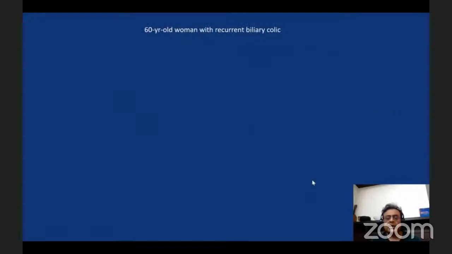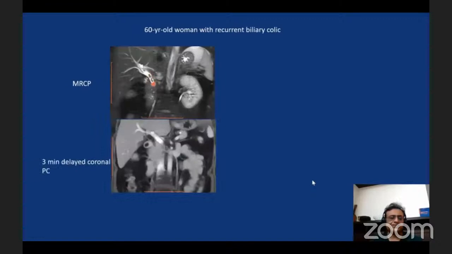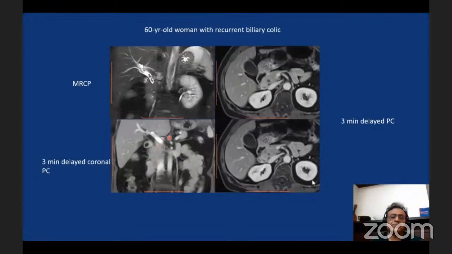Now we move on to the opposite category of patient, a 60-year-old woman with recurrent biliary colic. In this patient on MRCP, you can see that the ducts are dilated, there are multiple duct calculi, and then there is a stricture. Post-contrast delayed images show that there is a gradual tapering, so gradual narrowing, that is not an abrupt cutoff. On axial images, there is no periductal thickening. What you're seeing here is a calculus within the CBD. There is no convincing periductal thickening, and there was no restricted diffusion in this area.